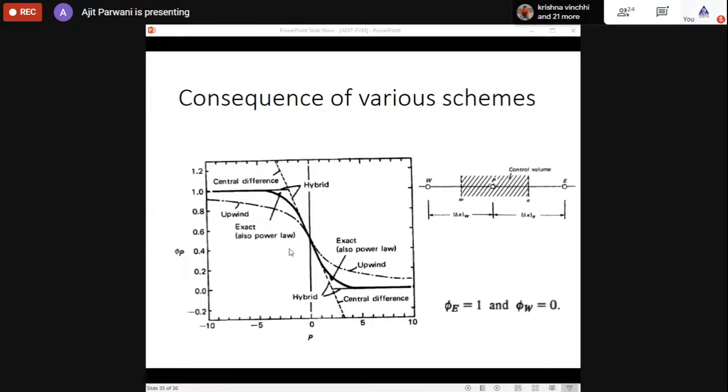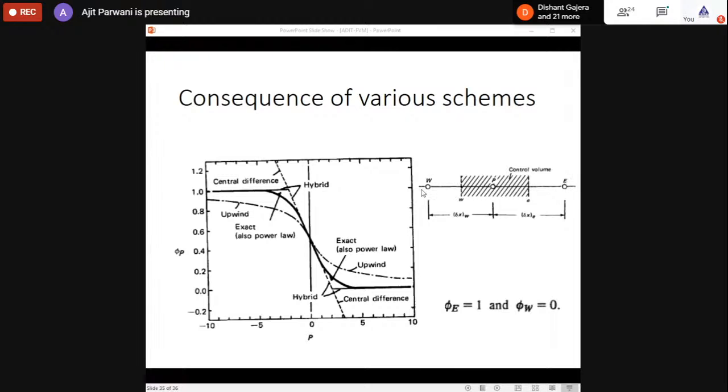Suppose this is our domain. This is the P control volume. This is the E control volume. This is the W control volume. And suppose the values of phi E and phi W are 0 and 1 respectively. So phi W is 1 and phi E is 0. So what should be the value at P? Or what is the value of temperature in this domain?